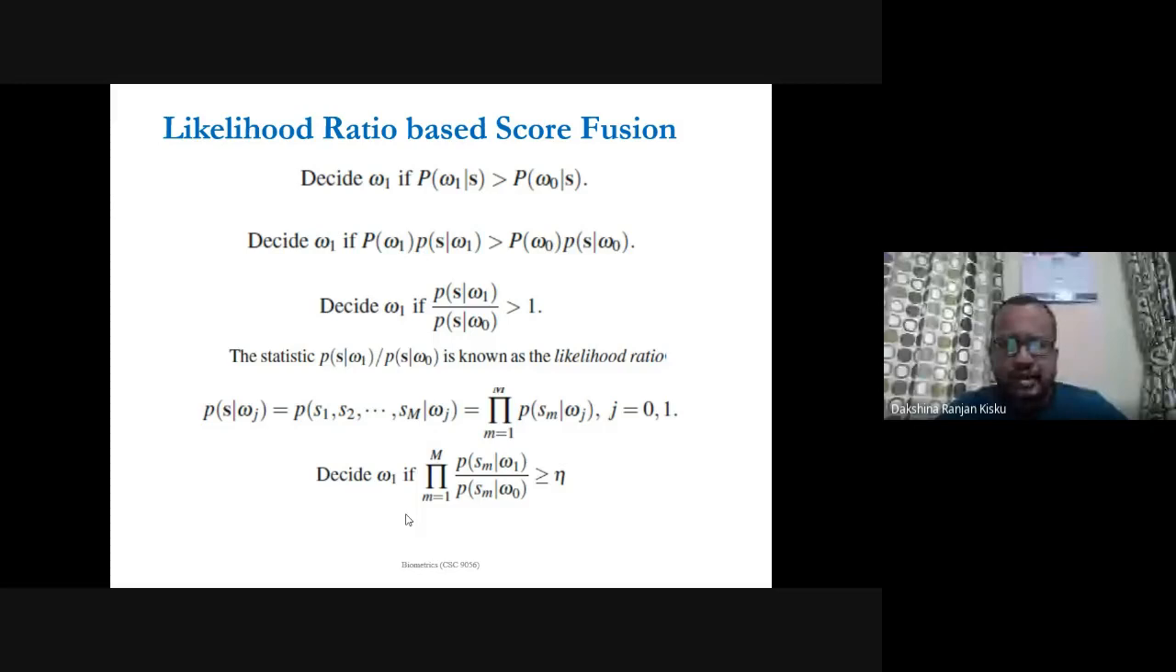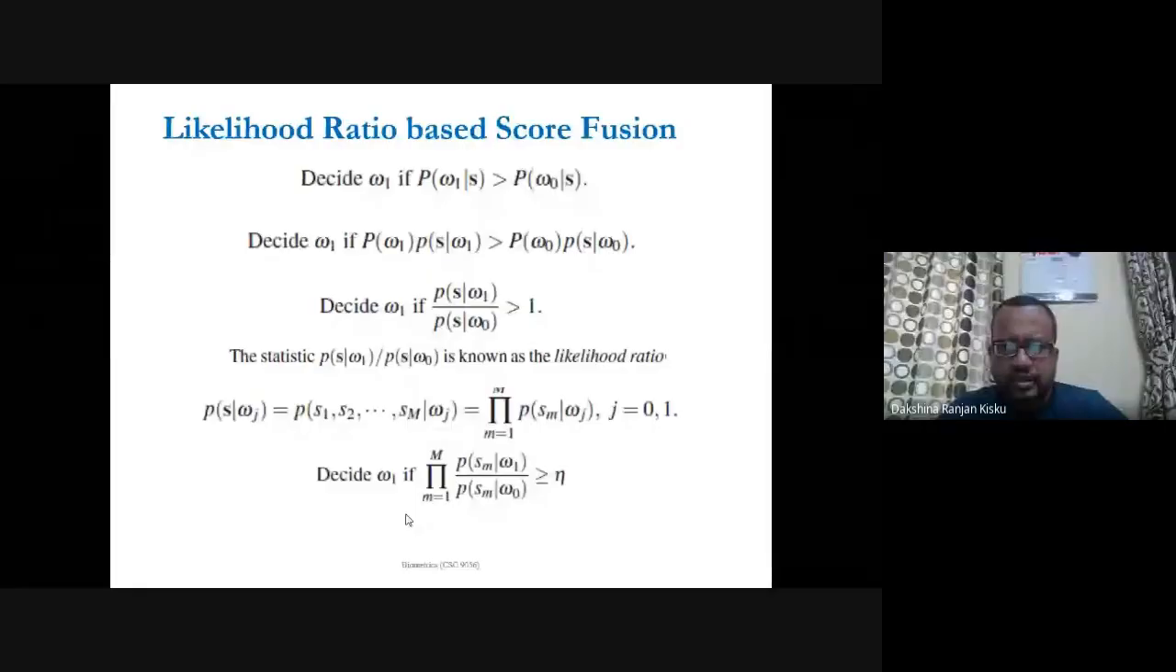In place of posterior probability, we can write the prior probability P of omega 1 multiplied by the conditional probability of S given omega 1. Now, whenever this multiplication is found to be greater than the prior probability multiplied by the conditional probability on imposter score, then also we can assign the identity of the subject as genuine subject. Now we can use this conditional probability P of S given omega 1 and omega 0. This ratio of the conditional probabilities can be termed as the likelihood ratio.